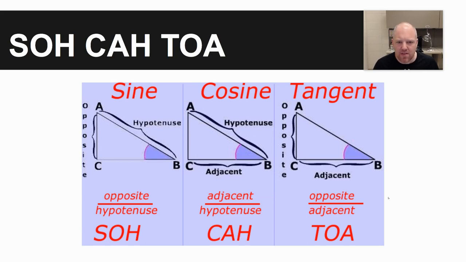To remember these different terms, there is a mnemonic, SOHCAHTOA. SOH stands for sine is equal to O, opposite, over H, hypotenuse. CAH, C-A-H, cosine is equal to adjacent over hypotenuse. And then TOA, T, tangent, is opposite, O, over adjacent, A. That's just a good mnemonic to remember what functions you're talking about.